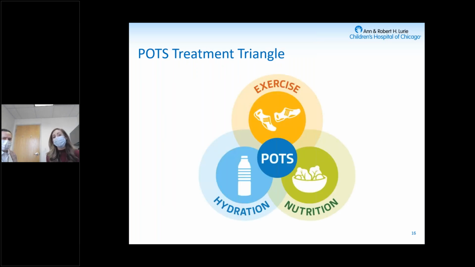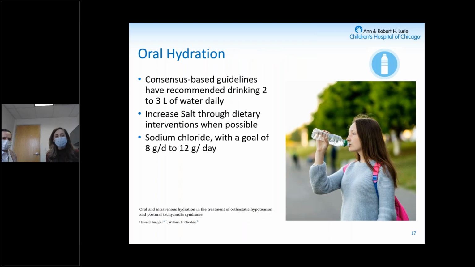In our program, we tend to heavily focus on lifestyle modifications as our initial management. So we really focus on getting the patients moving with exercise, working on hydration, and optimizing nutrition. And then patients are encouraged to consume water and sodium chloride to increase osmotic pressure and keep the fluids in the intravascular space. Expansion of intravascular volume will help compensate for intravascular hypovolemia and orthostatic pooling.